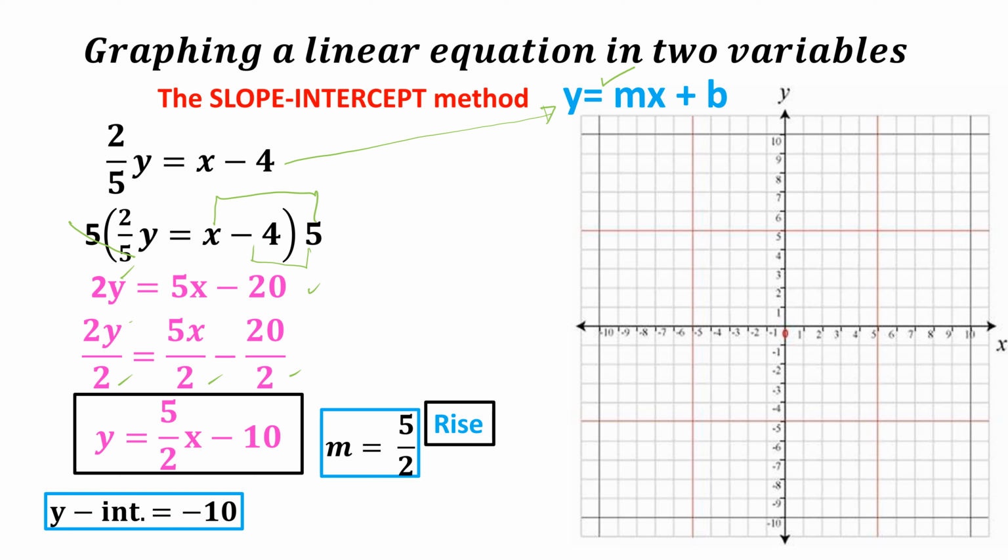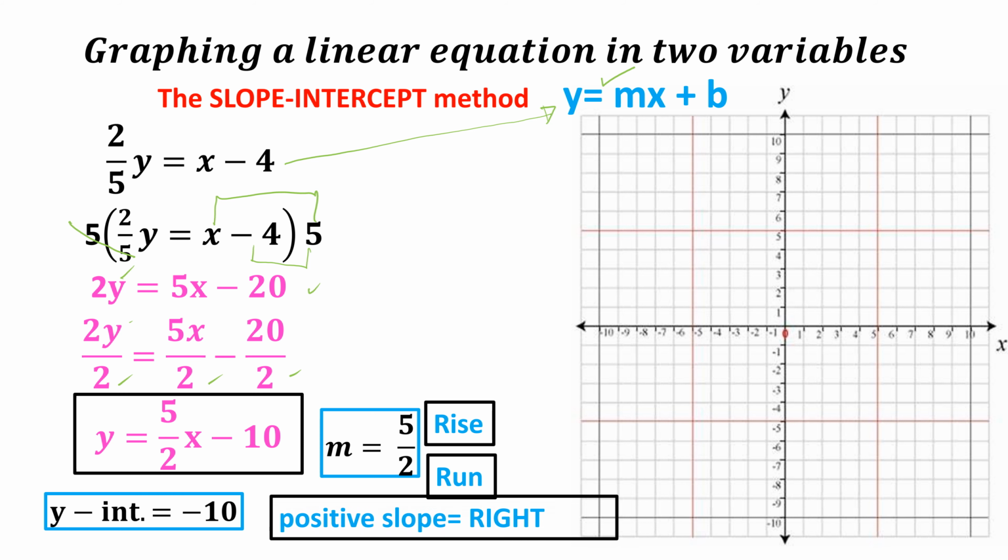And then our y units are positive, so we will be rising 5 units from the y-intercept. And therefore, the run will be moving 2 units to the right. Let us plot. So we will be expecting that our slope is positive.